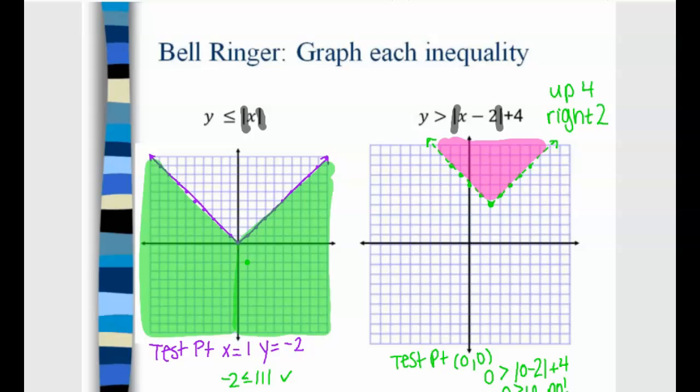And number 2, your vertex is up 4 and right 2 because it's the opposite of what's inside. And then it's the movement up or down. This is dashed because it's greater than but not equal to. And then when you decide if it's in or out of the absolute value, you look at the vertex. And if the y's are greater, then you would shade above the vertex. If the y's are less than, then you shade below the vertex.